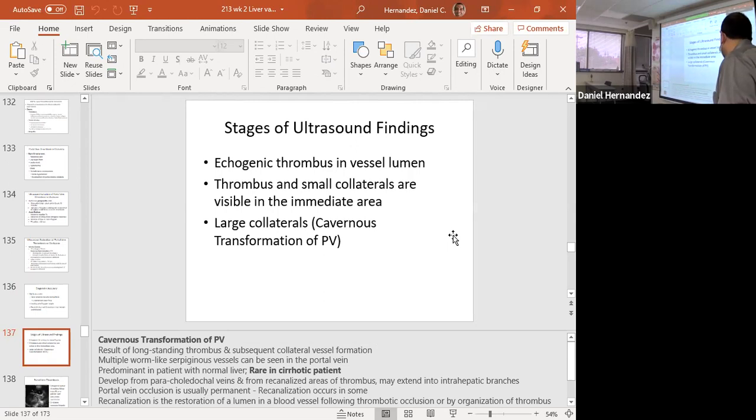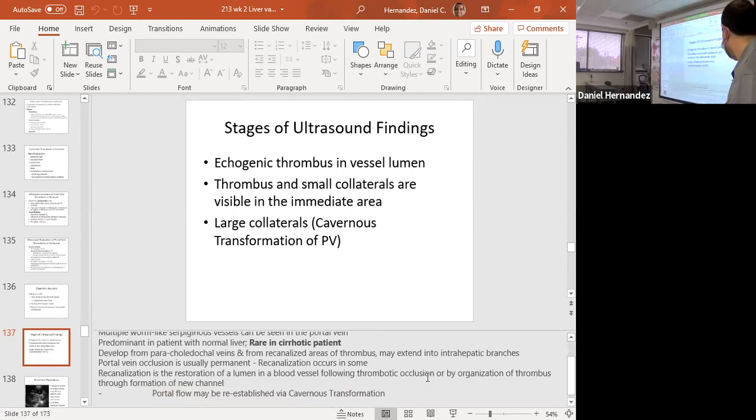Development of paracholedochal veins and recanalized areas of thrombus may extend into intrahepatic branches. Portal vein occlusion is usually permanent, though recanalization occurs in some. Recanalization is the restoration of lumen in the blood vessel following a thrombotic occlusion, or by organization of thrombus through the formation of a new channel.